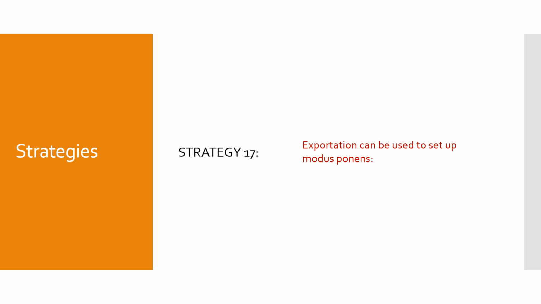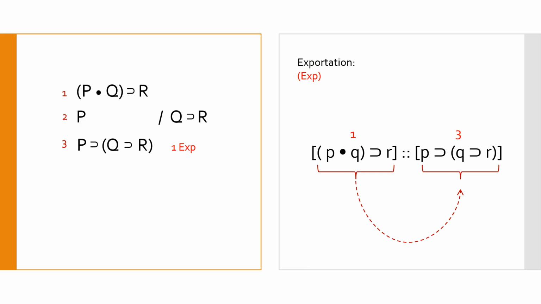Strategy 17 tells us that exportation can be used to set up a modus ponens. In this particular example, the first premise says if P and Q are true, then R is true. And the second premise simply says P is true. And the conclusion we're trying to draw is that if Q is true, then R is true. Notice what exportation does in this case is it allows us to convert that first premise into a conditional statement of its own, and then we're in a pretty simple position to start working with modus ponens.